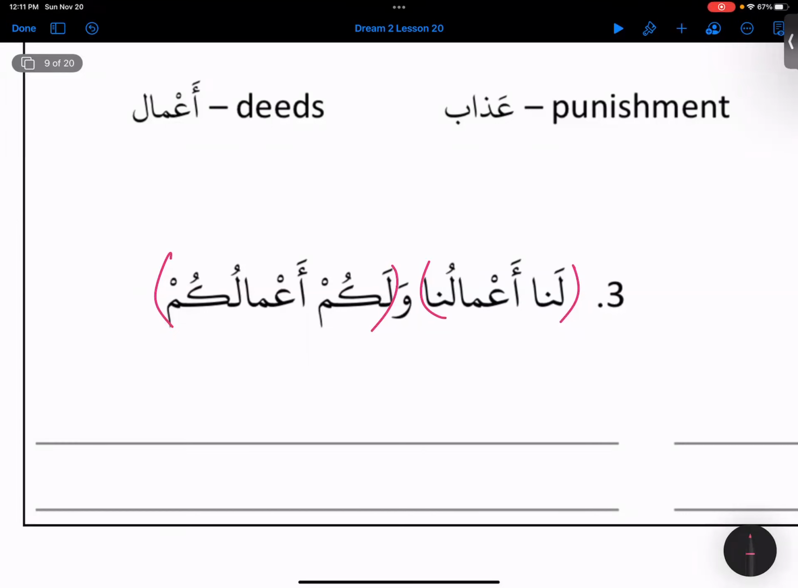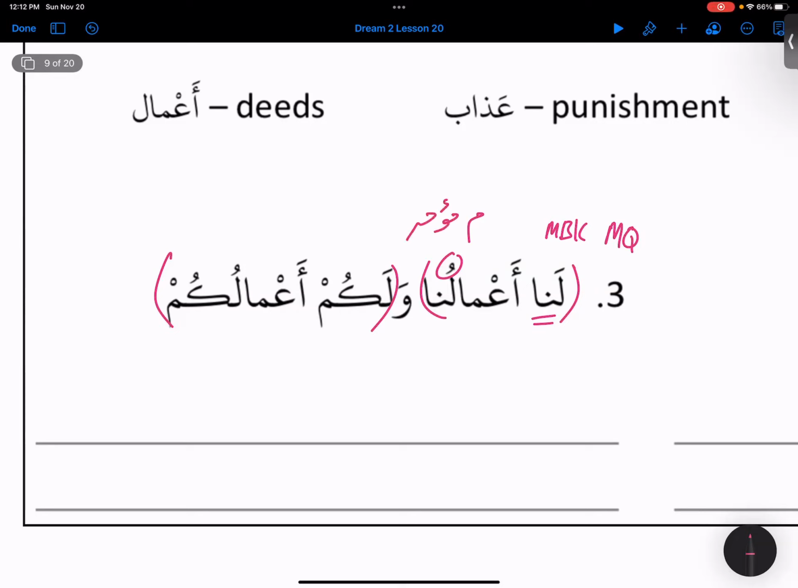Lana amaluna walakum amalukum. So what kind of word is lana? Jar majrur fragment. Okay, next one. Amalu, it is mudafi. You already said this is idafa fragment, but what is amalu's status? Rafa. So what role is it playing in lana amalu? Mubtada, that's what I wanted to hear. So amaluna is our mubtada. Lana is jar majrur muqaddam, and amaluna is mubtada muakhar.